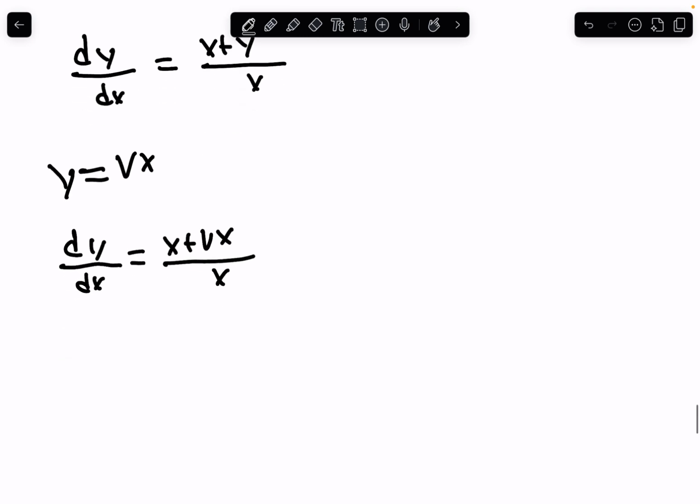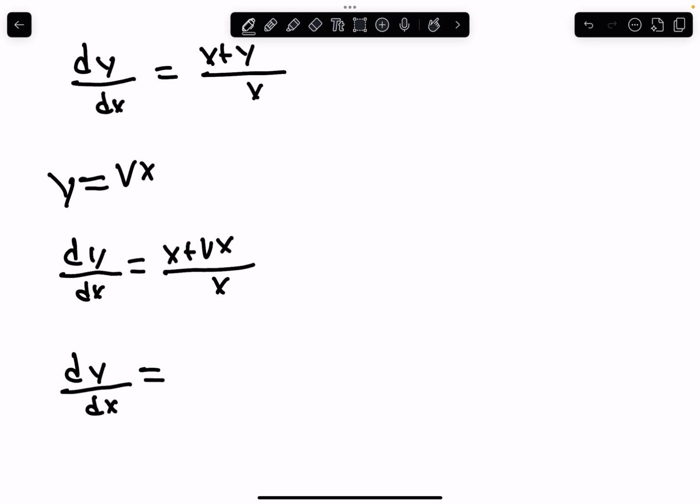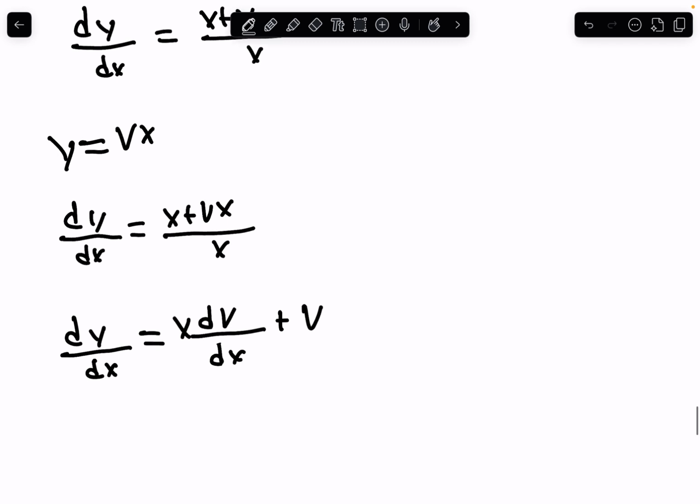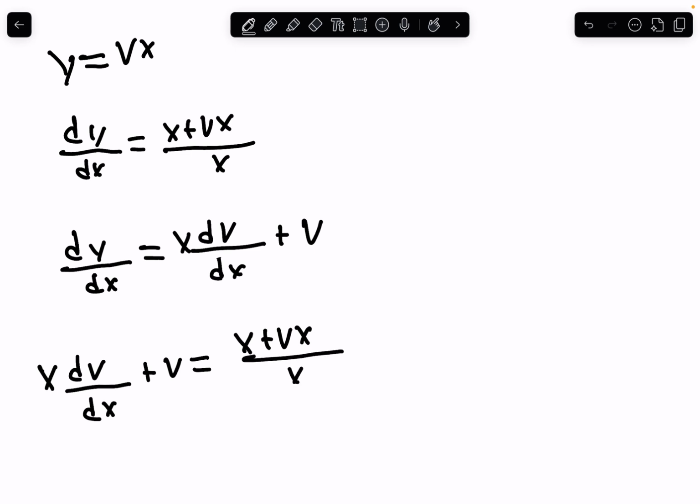Well, let's differentiate y with respect to x implicitly. So dy by dx becomes x dv by dx plus v, since we're differentiating v, and if you differentiate x, it becomes 1, and you have v itself. So substitute this instead, so it becomes x dv by dx plus v equals x plus vx over x.